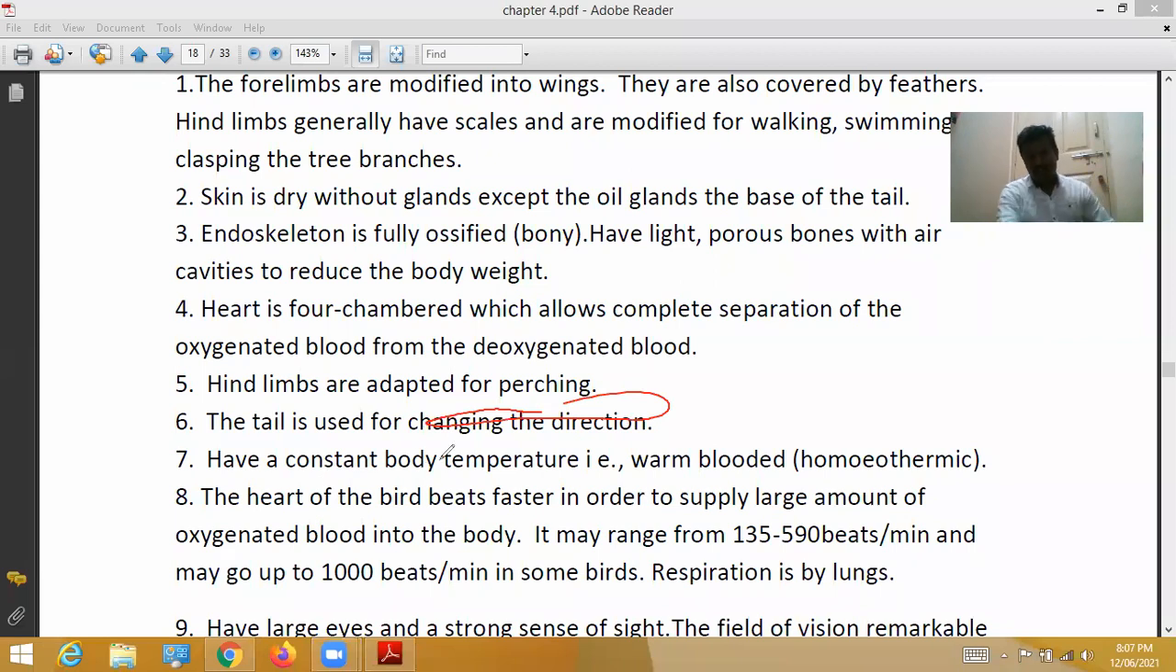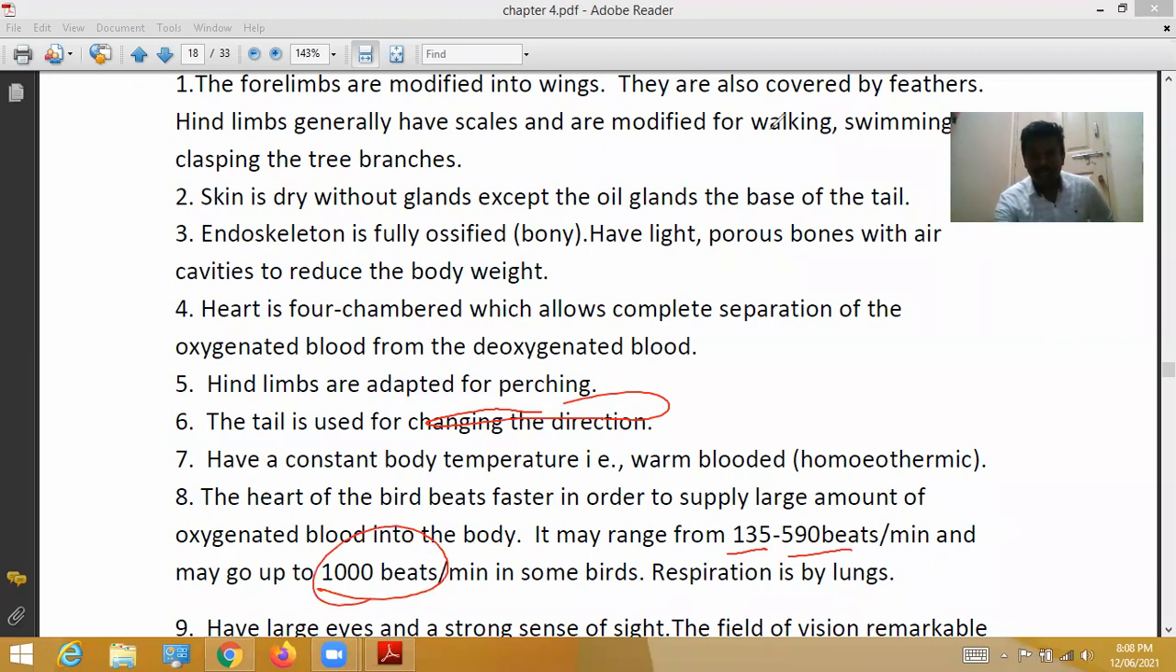They have constant body temperature. Those are called warm-blooded animals, homeothermic animals like us. Their body temperature is constant. The heart of the bird beats faster in order to supply a large amount of oxygenated blood to all the body parts. It may range from 135 to 590 beats per minute, and it may go up to 1000 beats per minute in some birds.